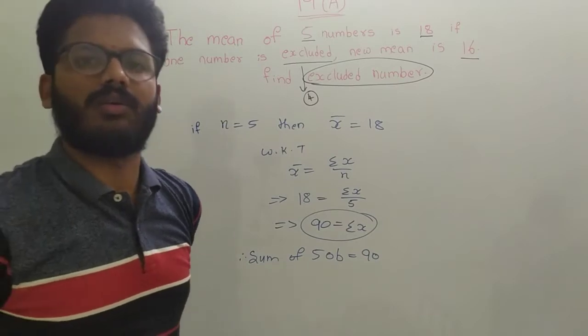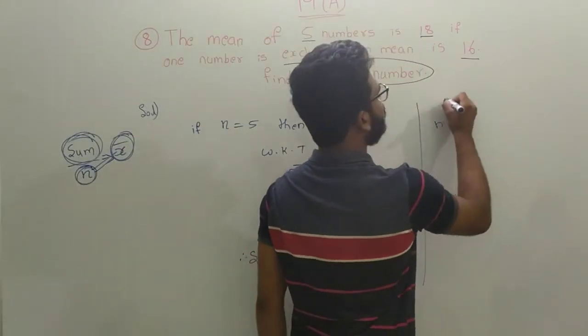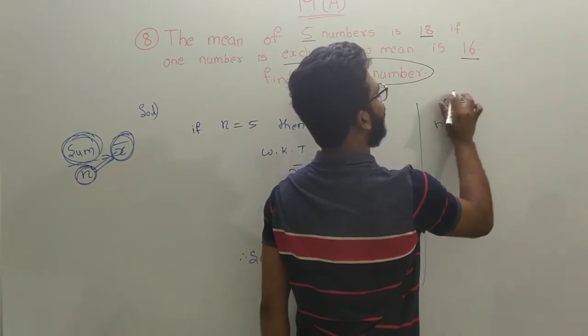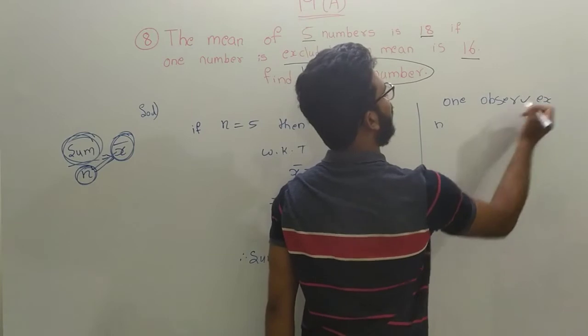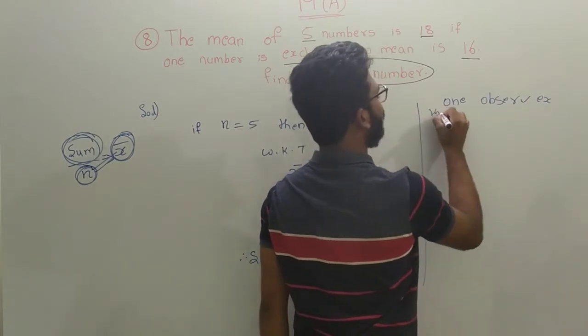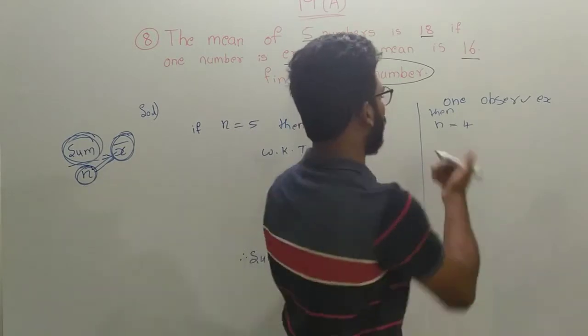Now, what do you have to do? Moving on to the second condition. One observation is removed. One observation is excluded. Then what will n become? n will be equal to 4. Total number of observations will become 4.